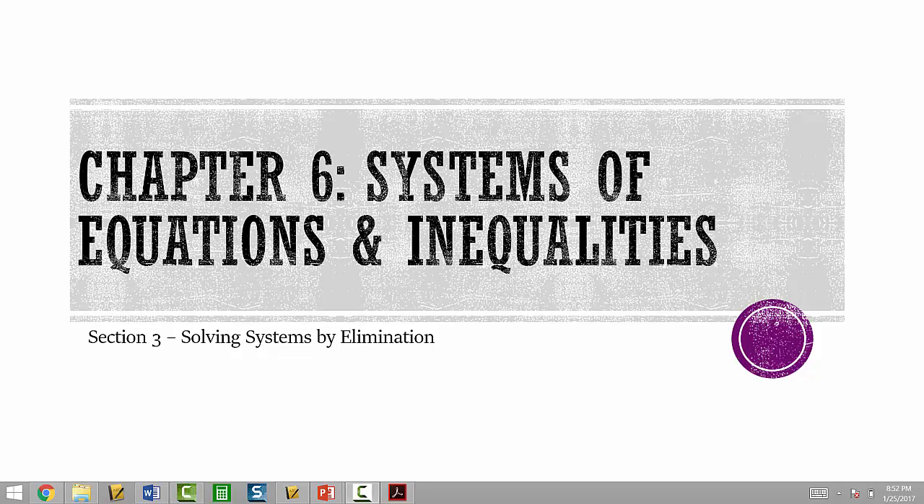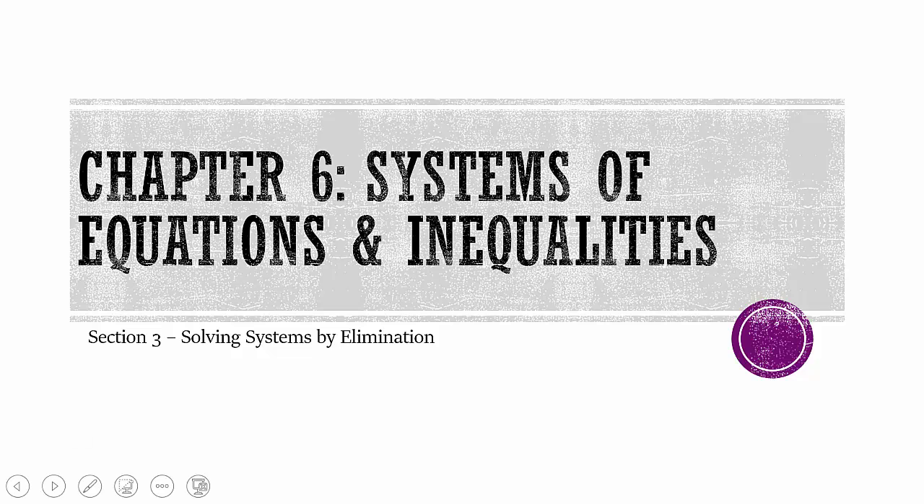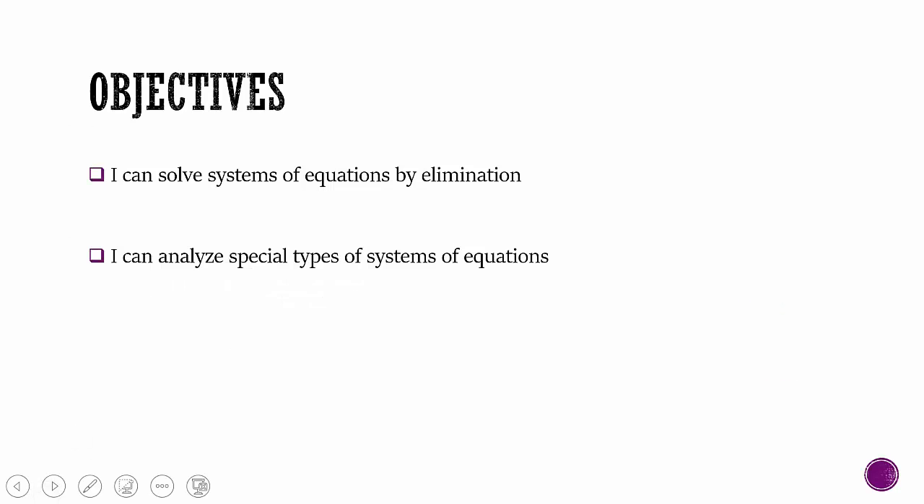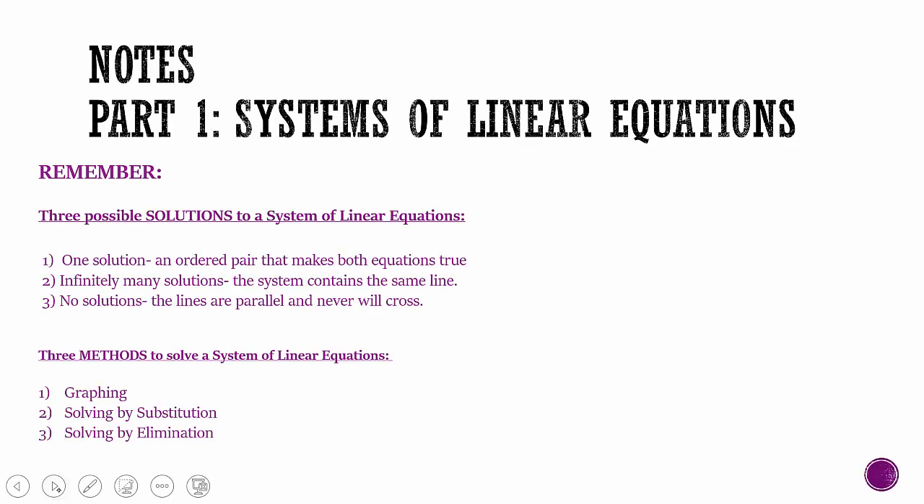Alright, in section 3 and 4, we're finally going to solve by elimination. This is the third and final way that we're going to learn how to solve systems, and I guarantee it will be your favorite. So by the end of this lesson, you should be able to solve systems by elimination, and then also analyze the weird ones, the special types.